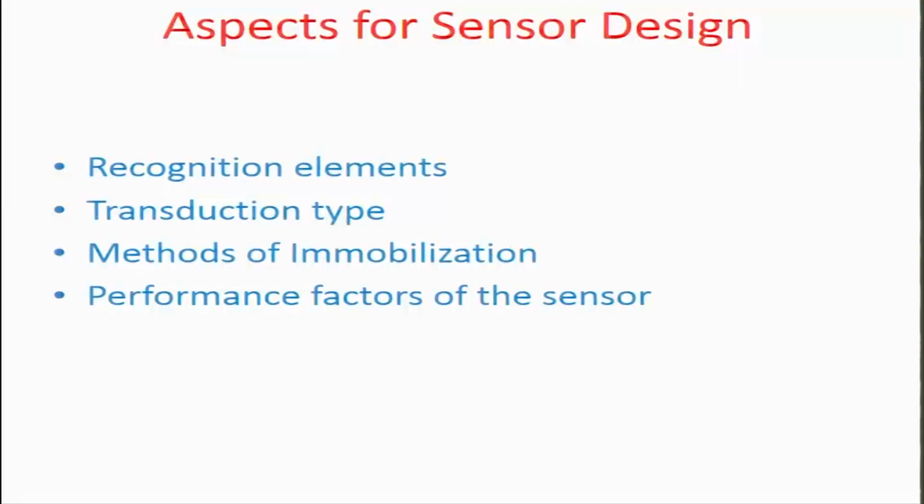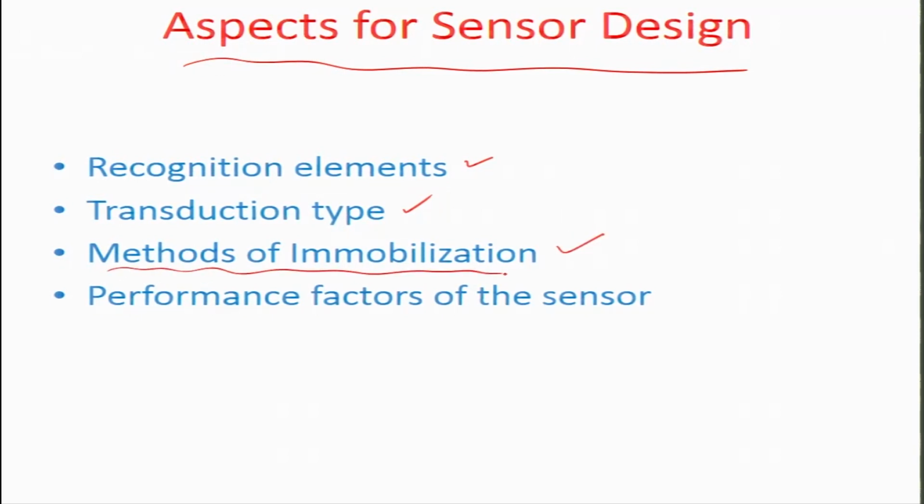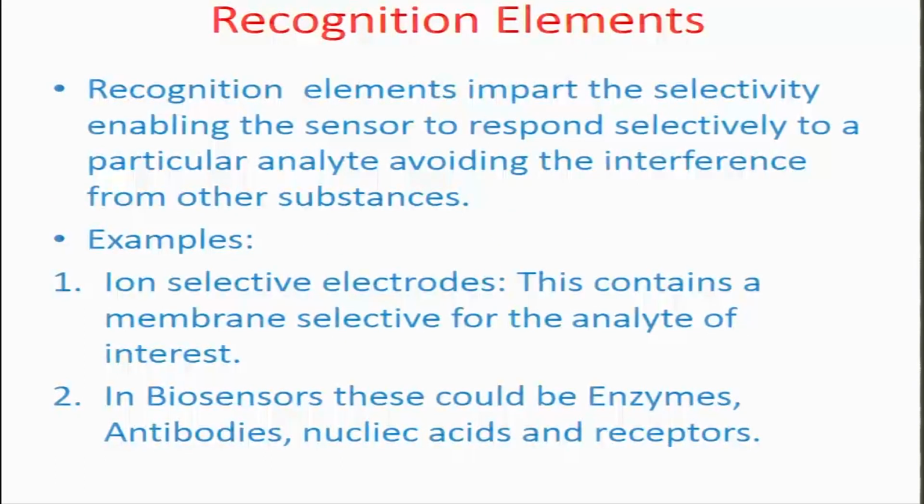What are the different aspects that one needs to consider when we talk about the sensor design? So you have recognition element, transduction type. Obviously there is a question of how the element is being immobilized onto the sensor surface, which is going to pick and choose that portion of the analyte which gives value to the overall modality of measurement. And then there are various aspects related to performance factors of the sensors. So these are the 4 different aspects in the sensorial design. Let us look at it one by one.